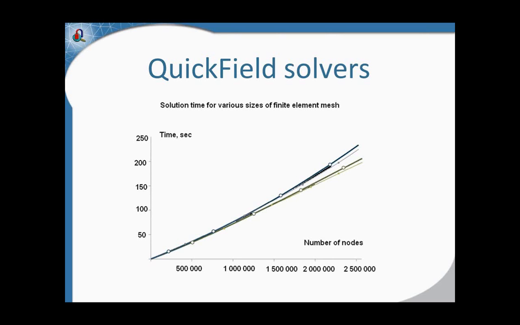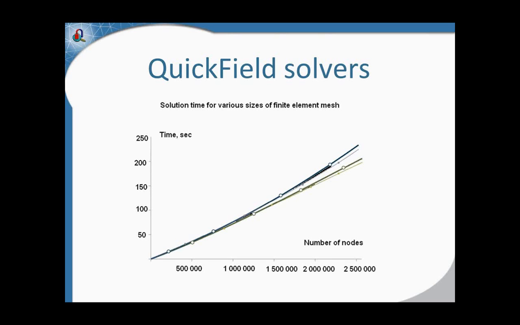This is not as important if you need to solve just one problem, because most of the time the engineer spends on the geometry definition and result analysis. But for optimization, when you need to compare results of hundreds of problems, the speed of the solver is most important.